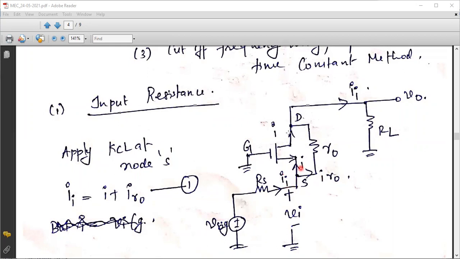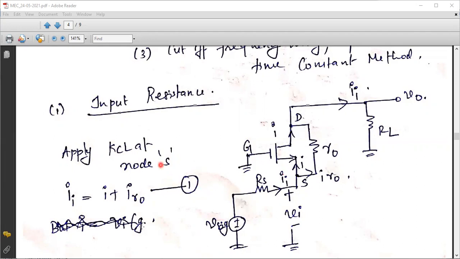And we have included a load RL connected at the drain terminal. So this II will come out from the drain, right? Because the two currents I and IR0 will join at the drain terminal and come out as II. So whatever current II comes from the signal voltage VSIG will also flow through RL. If you apply Kirchhoff's current law at the source node, what is your input current? Incoming current is II and the two outgoing currents are I and IR0. So you can write the equation II is equal to I plus IR0. Let it be equation number 1.